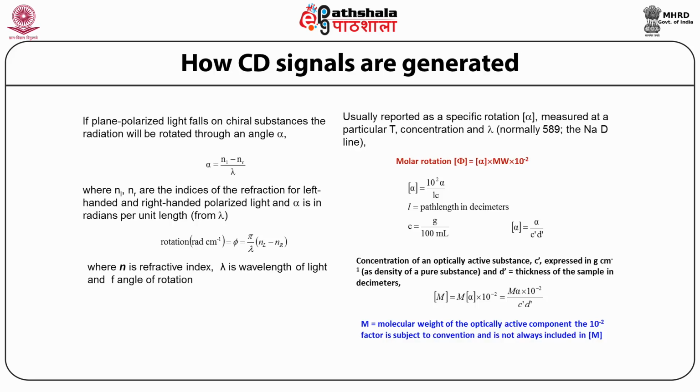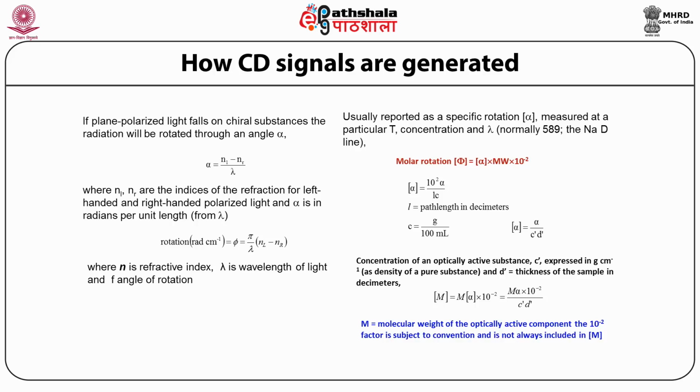It is usually reported as a specific rotation alpha measured at a particular temperature and concentration. So the molar rotation phi equals alpha times MW times 10 to the power minus 2, or alpha equals 10 to the power 2 times alpha divided by LC, where L is the path length in centimeter and C is in gram per 100 ml, and alpha equals alpha by C prime D prime, where the concentration of an optically active substance C is expressed in gram per centimeter cubed and D is the thickness of the sample in centimeter.